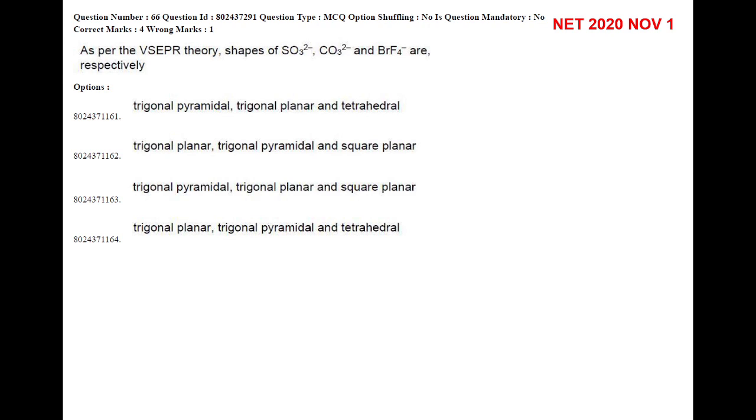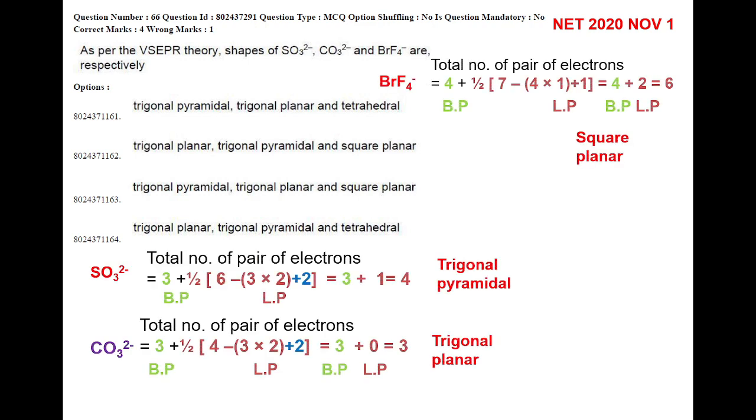Next question is again from NET 2020. As per VSEPR theory, shape of SO3 2 minus, CO3 2 minus, BrF4 minus are... So these are the shapes of ionic species. By using the formula, you can calculate the number of bond pairs and lone pairs of electrons, and from the bond pairs and lone pairs we will predict the shape. So let us discuss.